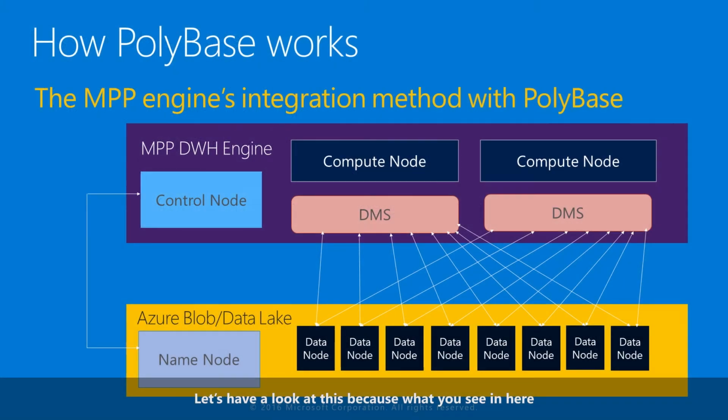And let's have a look at this, because what you're seeing here really is the MPP processing engine, just in a different way. If you look at the purple box with the MPP data warehouse engine, you've got the control node again, and you've got the compute nodes. But underneath those compute nodes, you've got the data movement service, right? And what you'll see here is that if you've got your files in Azure Blob or Data Lake, fundamentally, that's just a big data store, right? So for each file that you have, that can be parallelized across the range of compute nodes.